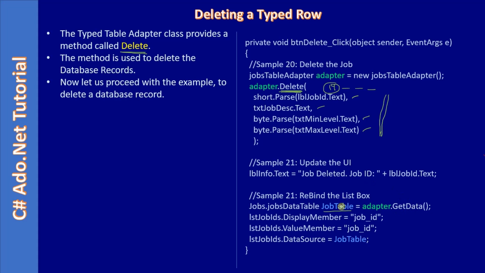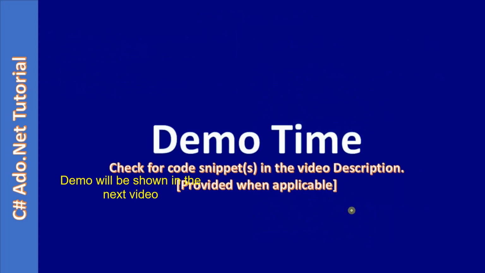Now the table adapter will fill the jobs data table. Then we rebind our list box control with this new jobs data table. That means you will not see the deleted ID in the list box. Alright, now we will go to the demo.